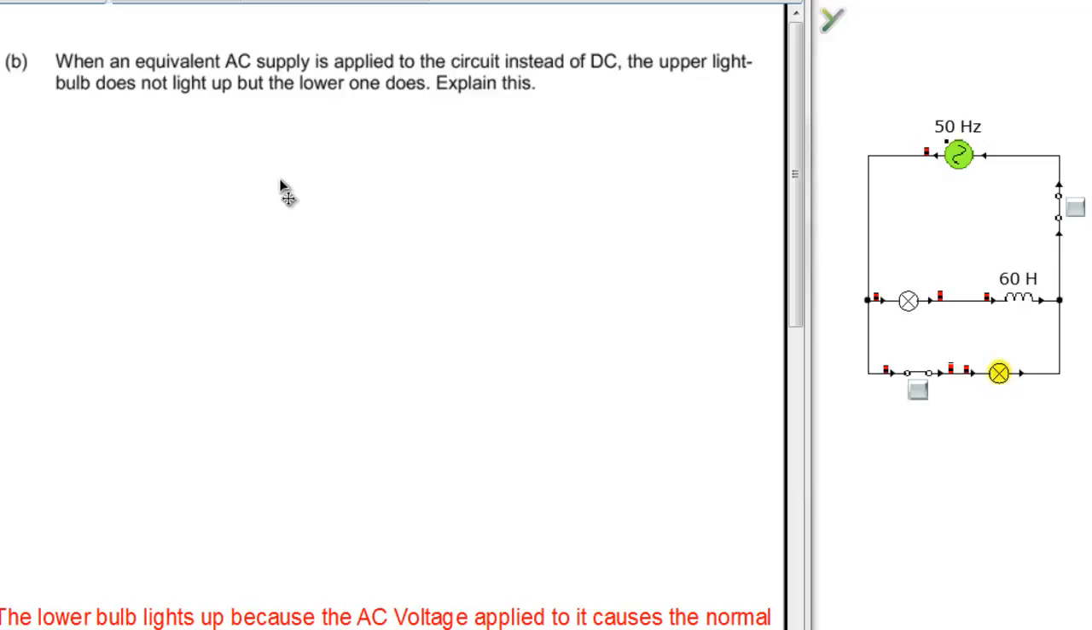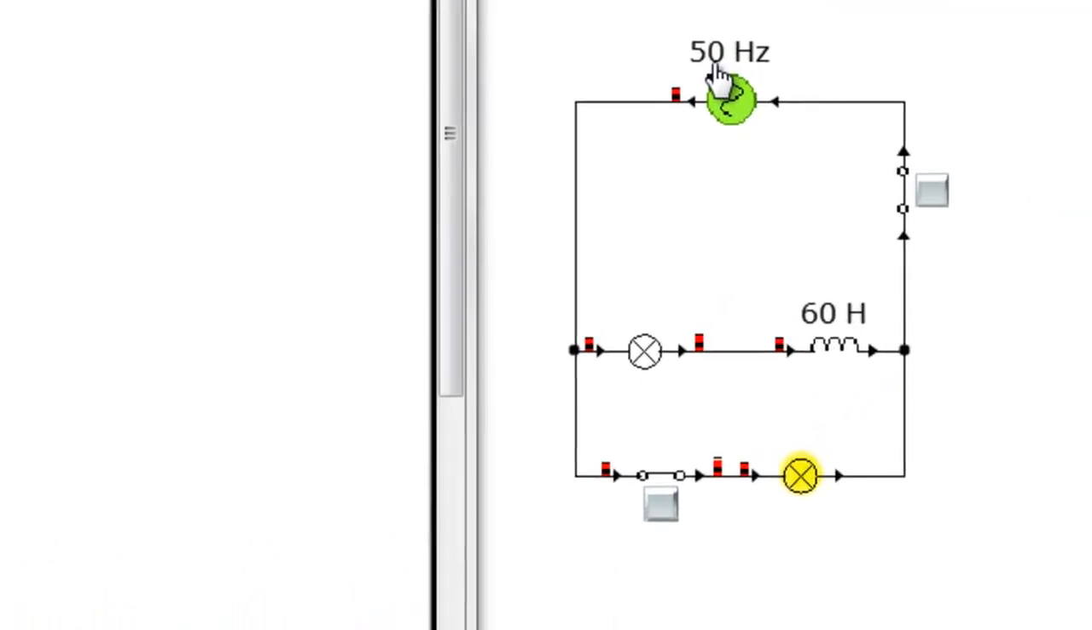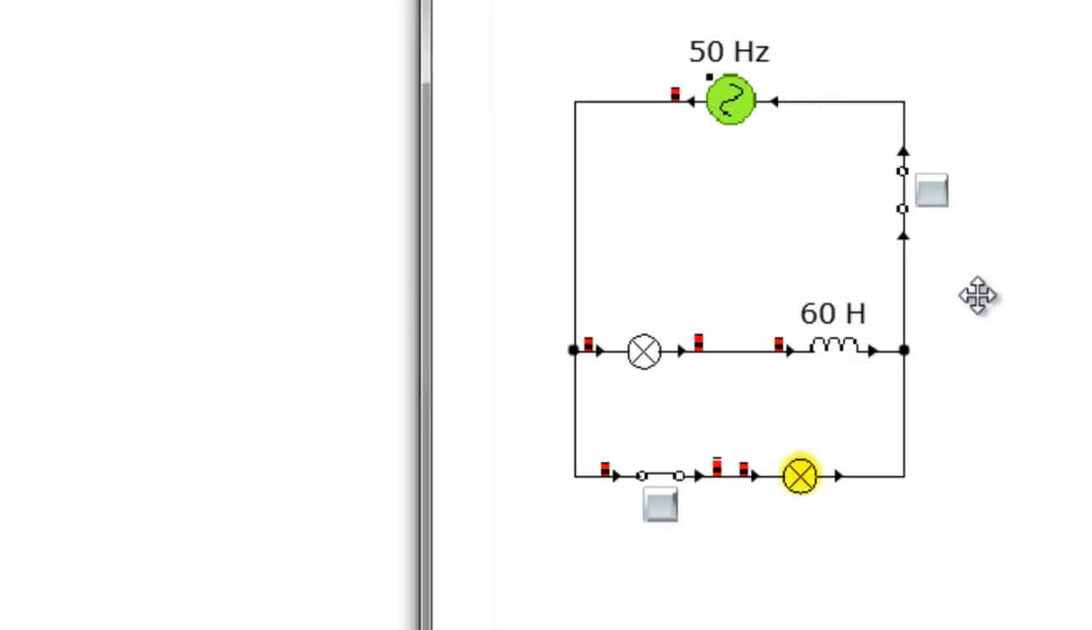Question 5b. When an equivalent AC supply is applied to the circuit instead of a DC, this upper light bulb does not light up, but the lower one does. Explain. Okay, so over here we've got a little bit of animation. 50 Hertz is what comes out of the normal AC power supply on the wall. Okay, and we've got our two light bulbs.